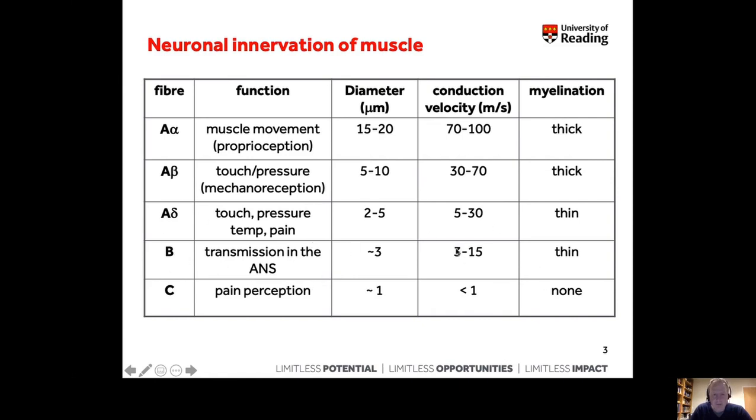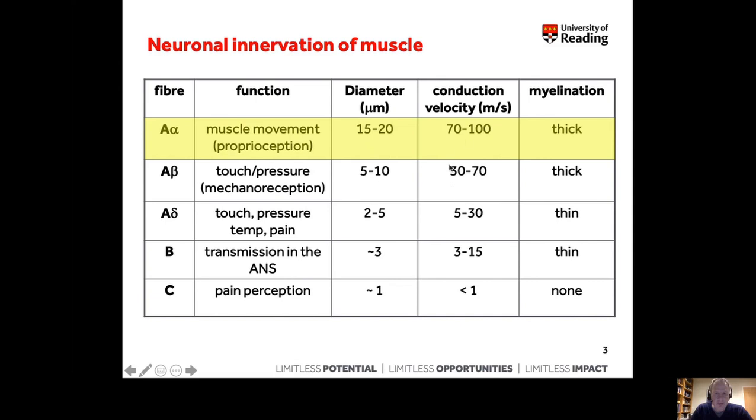Really, the take-home message for this lecture is that different nerves innervate different types of muscle and other parts of the physiological systems that you're going to hear about in PM1A. Myelination determines not only the diameter, the thickness of each fiber, but also the speed at which it conducts, the conduction velocity.